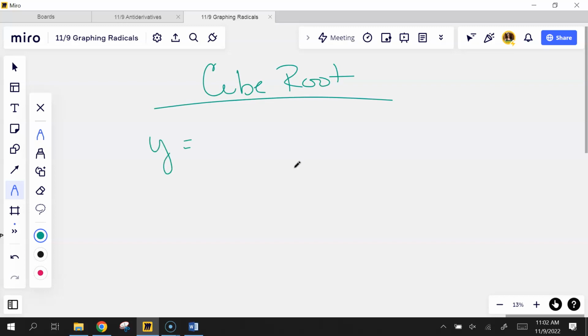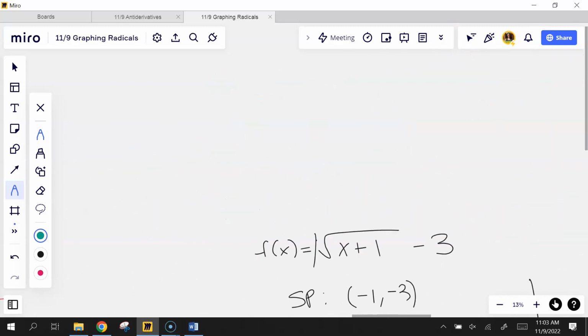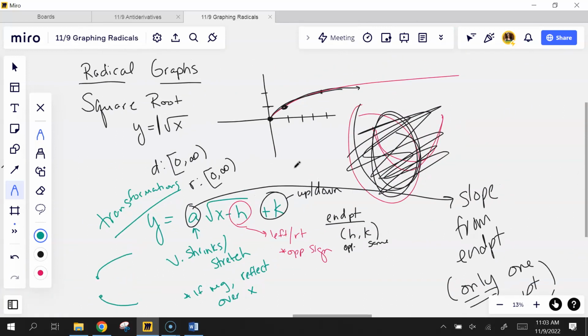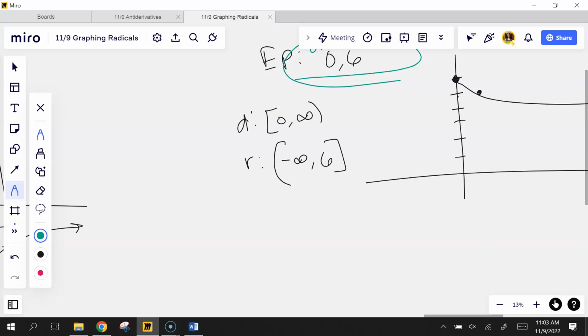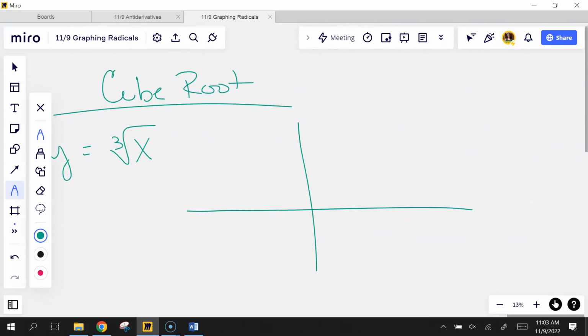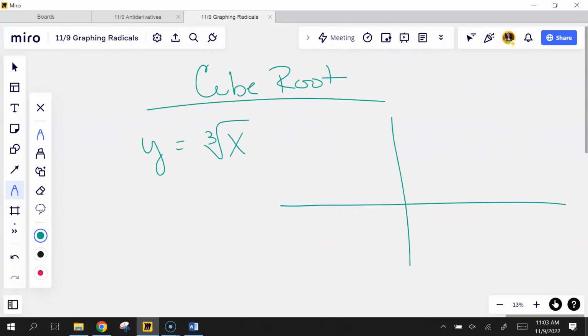Parent function, cube root of x, that's it. Okay. All right, now we have what we call a turning point, and the reason for this is cube root looks a little bit different. Remember, square roots, we can't take the square root of a negative number, right? That's why it doesn't go negative. But I can take the cube root of a negative number. And so I don't have any restrictions on the domain here.